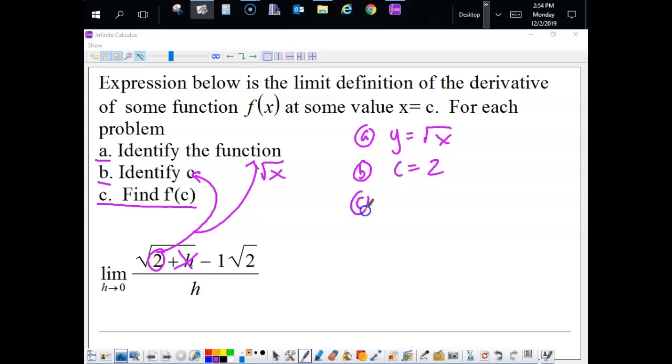And so now for part C, we're going to do our shortcut. The derivative of a square root function is 1 over 2 times that square root. And then we're going to plug in the 2. I don't like that. Oh well. And there's our answer. It's pretty much the gist of it.